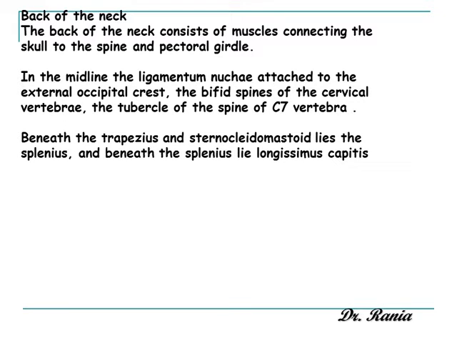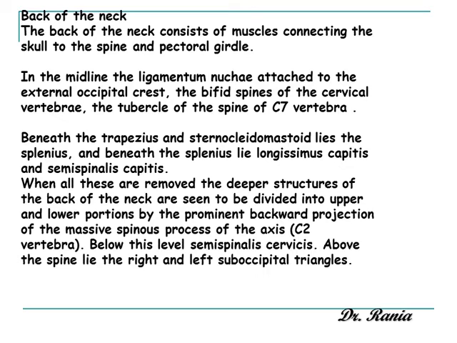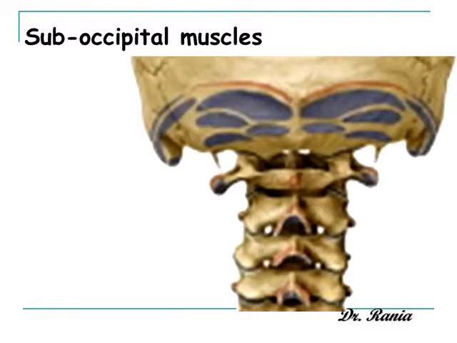You will find trapezius and sternomastoid. Deep to the trapezius and sternomastoid lies the splenius, and deep to the splenius there are longissimus capitis and semispinalis capitis. When all muscles are removed, the deeper structures of the back of the neck are seen to be divided by the prominent spinous process of the second cervical vertebra, the axis. Below this level you will find semispinalis, and above this level you will find the suboccipital triangle.